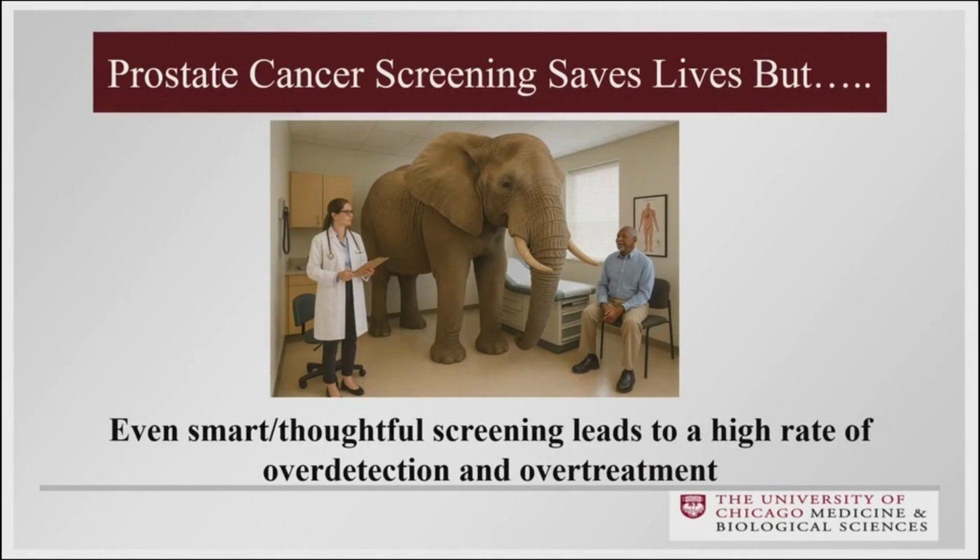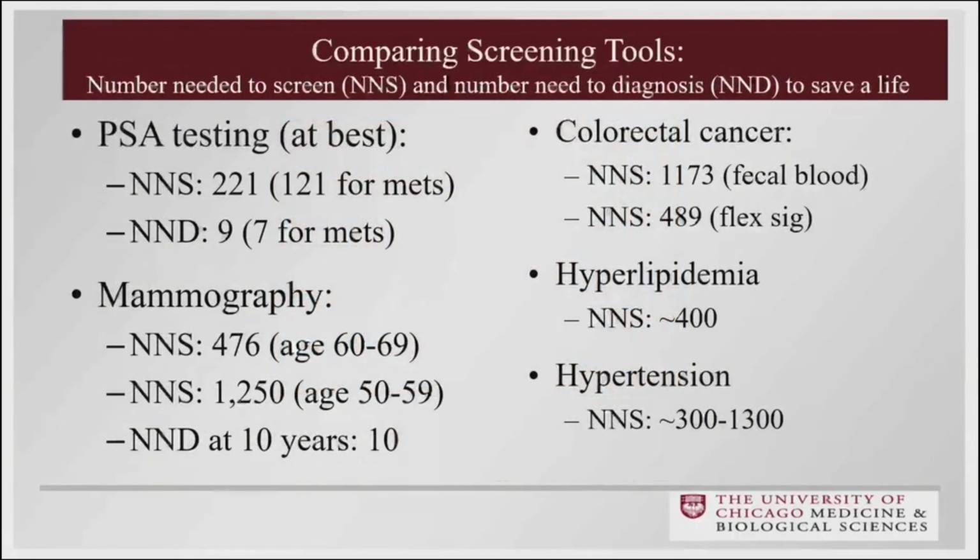But the elephant in the room is trying to minimize overdiagnosis and overtreatment. And that's the struggle in the clinic. You want to find the right people to screen and treat and get your hands off or never diagnose the people that are unlikely to benefit.